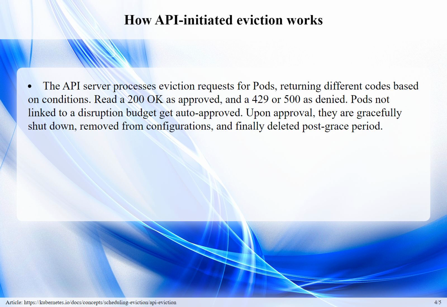5. Once marked, the node's kubelet begins a graceful shutdown and removes the pod from control plane objects. 6. After the grace period ends, the kubelet forcefully ends the pod and informs the API server, which then deletes it.